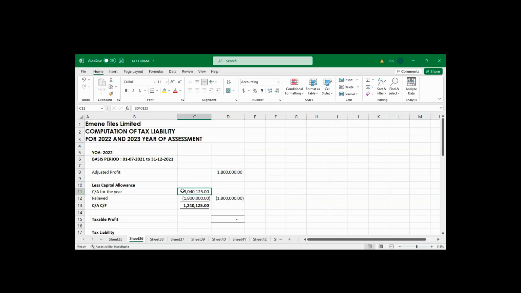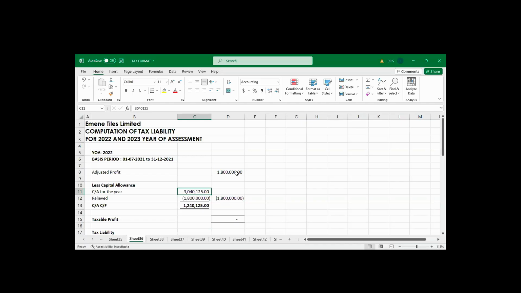The capital allowance available is 3,040,125, while the profit available is how much? 1.8 million. See, the capital allowance is more than the profit. And we want to deduct the capital allowance from the profit, but the capital allowance available is more than the profit. What are we going to do in this regard? When the capital allowance is more than the profit, what are we going to do? We restrict it.